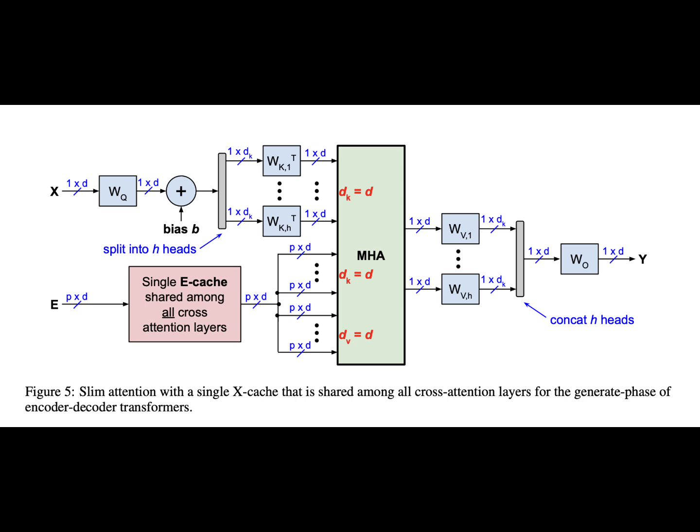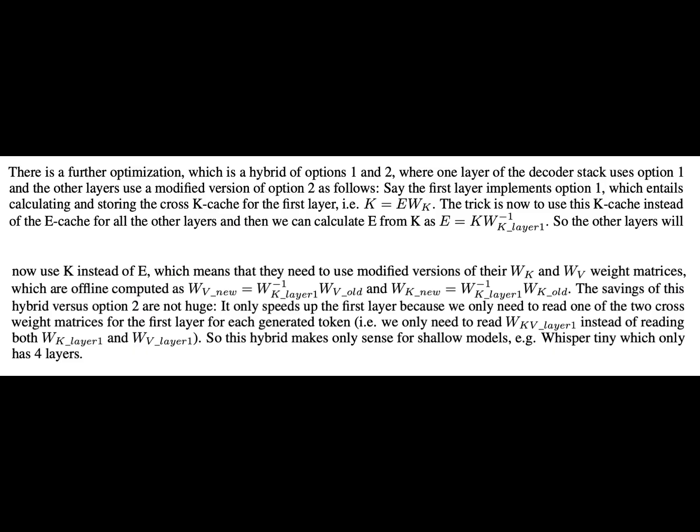And the paper even talks about a hybrid approach, kind of mixing the best of both options to get even more fine-tuned optimization. Hybrid approach. Ooh, tell me more about that. So basically, it uses option one for one of the layers in the decoder stack. That's the one where it calculates and stores the cross-K cache. But then for all the other layers, it switches to a modified version of option two that uses the K cache from that first layer instead of the original encoder output. It's like building on the work that's already been done. So kind of like a relay race. Yeah. Each layer passes on the optimized information to the next one.